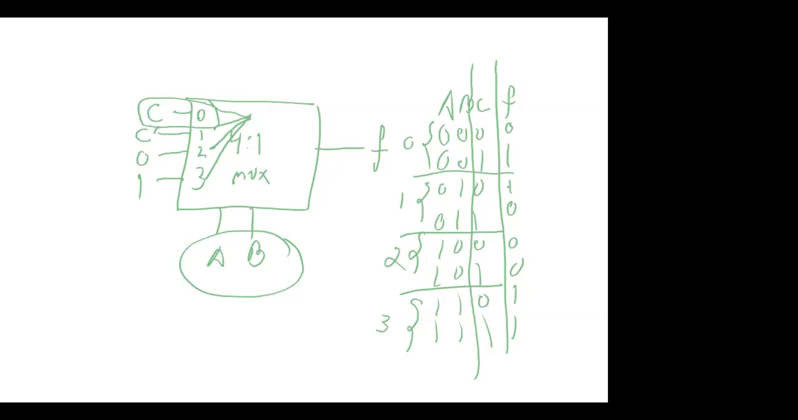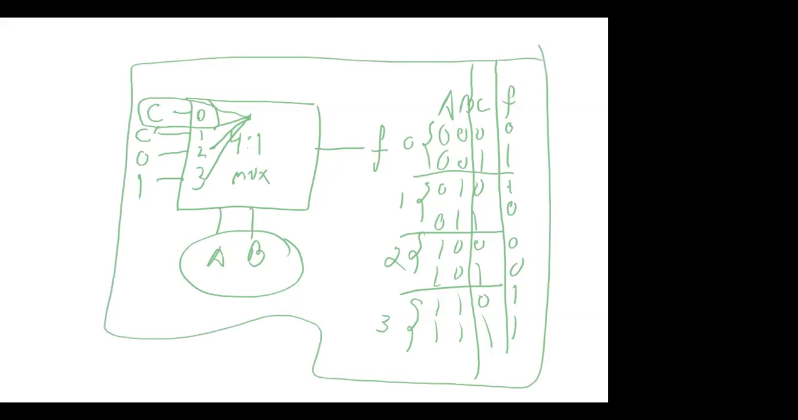But it goes the other way too. We could start with the truth table and derive the schematic for the multiplexer. Let's try it that way. So what I'll do, are there any questions about what I've done here so far? Does it make sense to people?